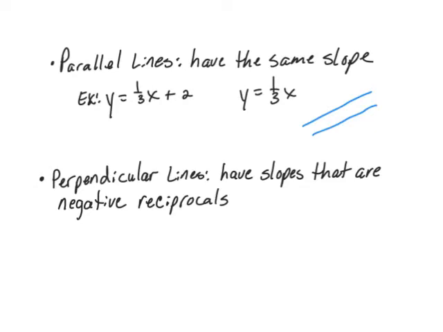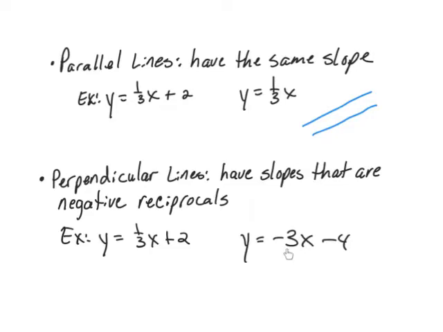Perpendicular lines have slopes that are negative reciprocals. That means you flip the fraction and you change its sign. So, for example, if I start with y = 1/3 x + 2, my slope is the coefficient in front of the x. It does not include the x, it's the coefficient 1/3. So a line that's perpendicular to that one would be y = -3x - 4. It doesn't matter what the y-intercept is if it's a different line.